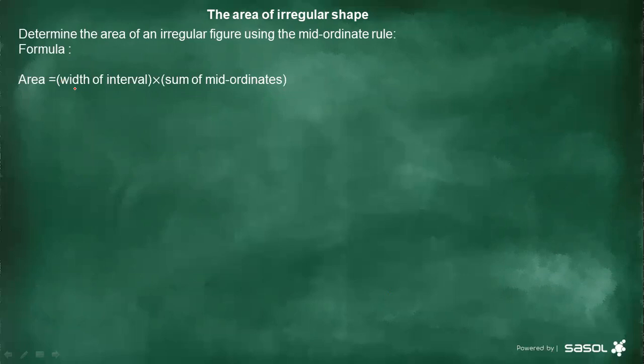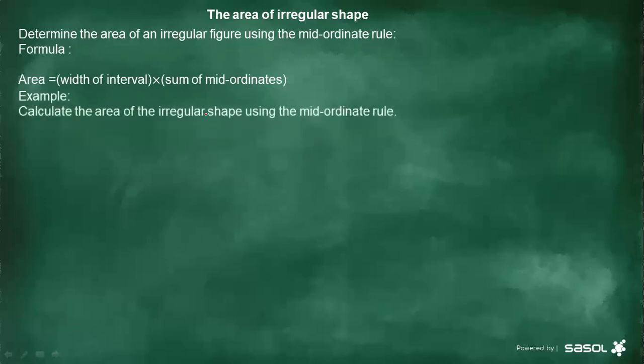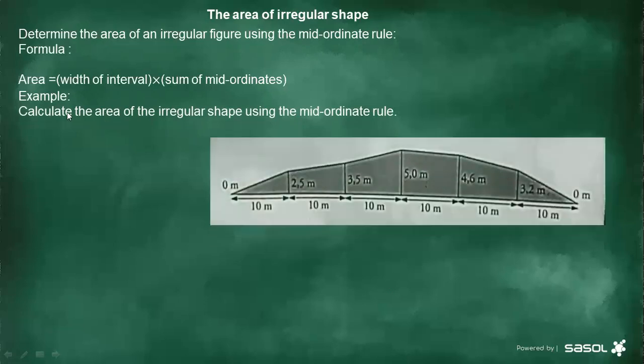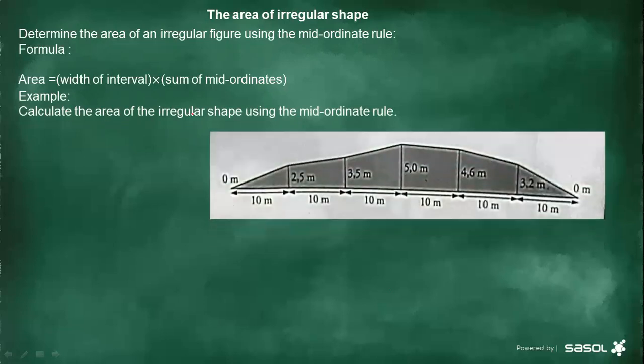Area equals the width of interval multiplied by the sum of the mid-ordinates. Now let's have an example and see how we do that. Calculate the area of the irregular shape using the mid-ordinate rule. You can see this is an irregular shape. We have to calculate the area of this. Now, how are we going to do that?